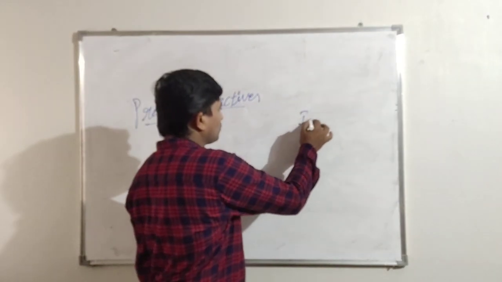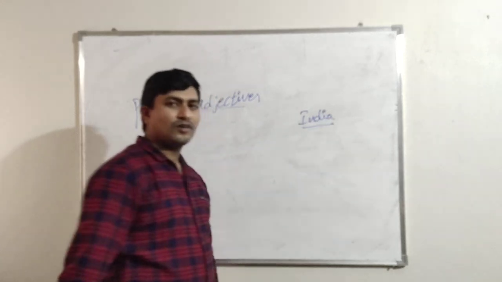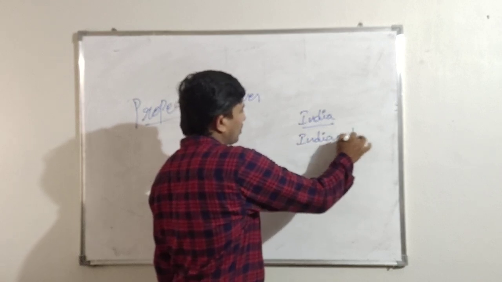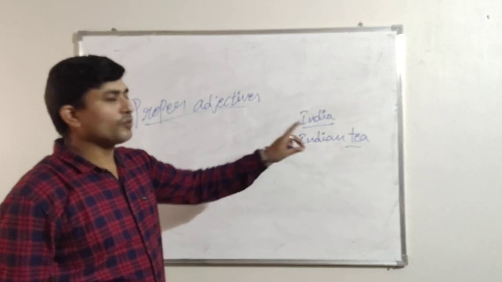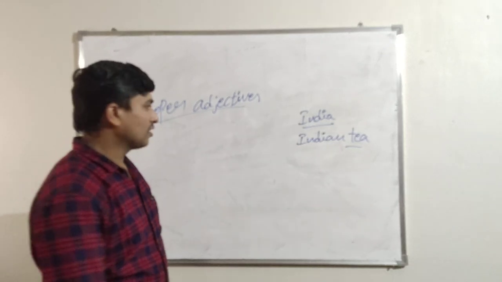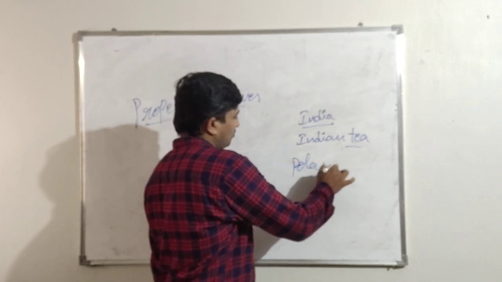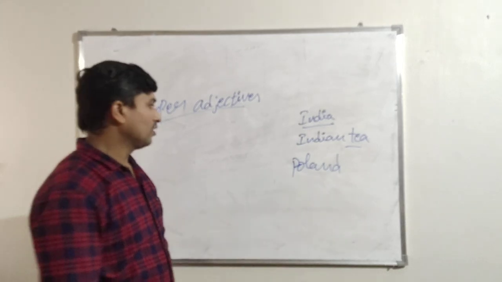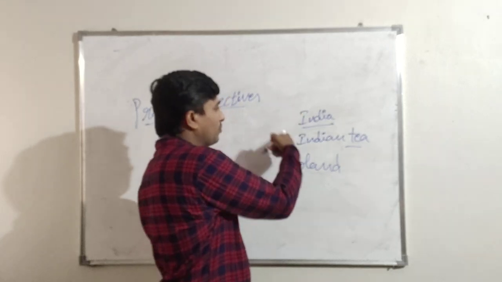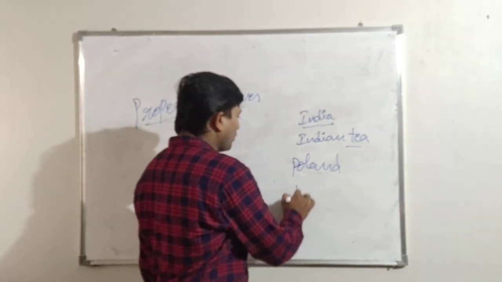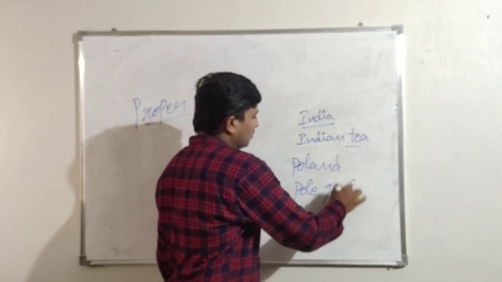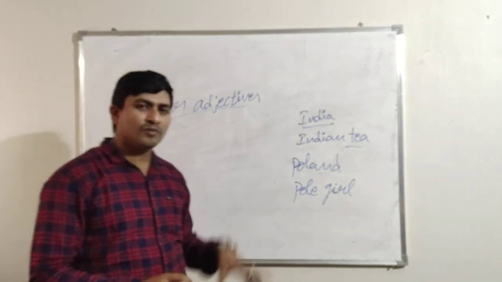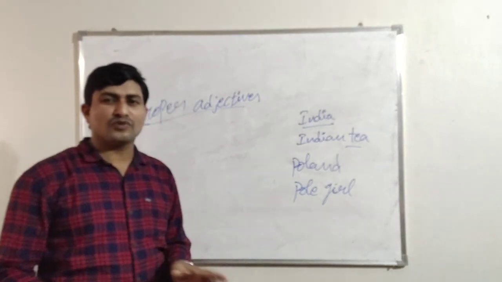Suppose you take India. What is India? It is a proper noun. Indian tea. What about Indian tea? It is a proper adjective. Suppose Poland is your proper name. It's a proper noun, the name of the country. India is also the name of a country. So a girl who is from Poland is called a Polish girl. So what you understand here is that proper adjectives can be formed from proper nouns.